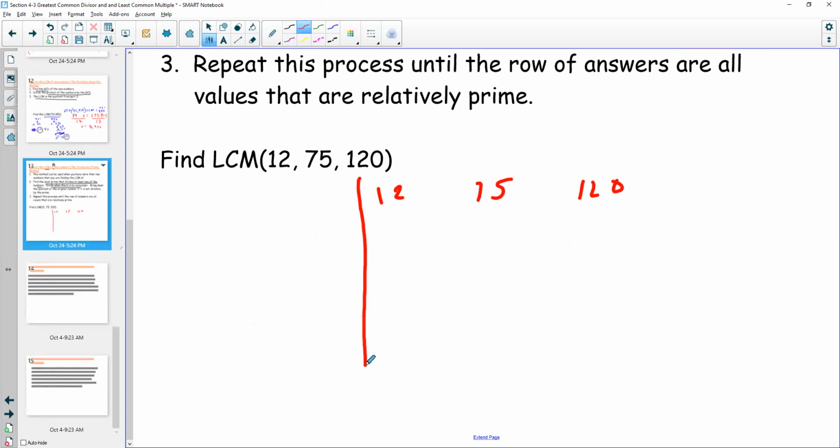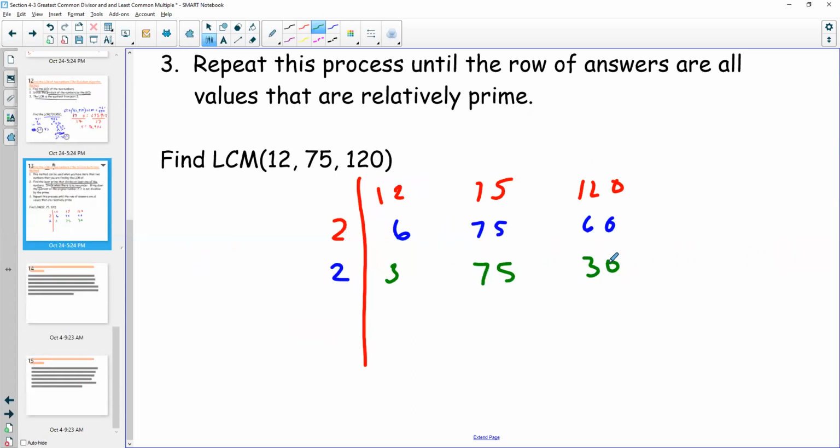All right. So I could look at my numbers. I know at least a couple of them are divisible by 2. So I'm going to divide them by 2. 12 divided by 2 is 6. 75 doesn't divide by 2, so I'm just going to carry it down. 120 divided by 2 is 60. Okay? Well, then I'm going to divide again. That's fine. How about we divide by 2 again? 2 into 6 is 3. 2 doesn't go into 75. 2 into 60 is 30. Okay? So far, so good.